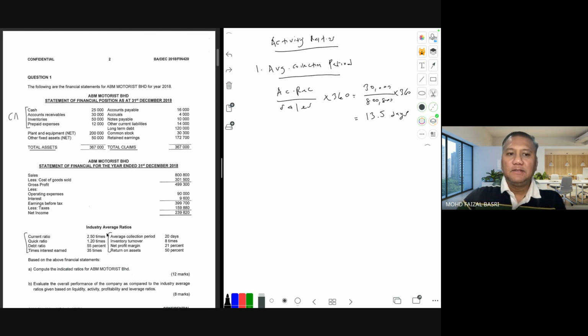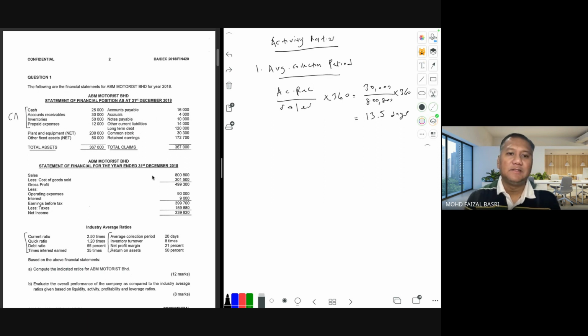And in comparison, the industry average is 20 days. Okay, 20 hari. Secara purata, industri yang sama dengan ABM Motoris ni, company-company lain, the competitor, will require 20 days. Okay, but for this company, they just require 13 and a half days. Kalau letak 14 hari pun acceptable lah answer tu. So we can say that the ACP, the average collection period for ABM Motoris is better as compared to the industry because it requires a lower number of days to do their collection.